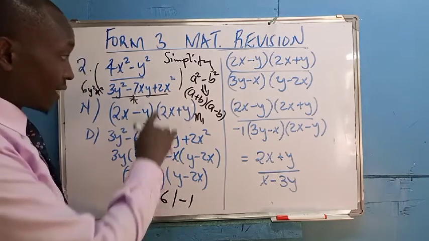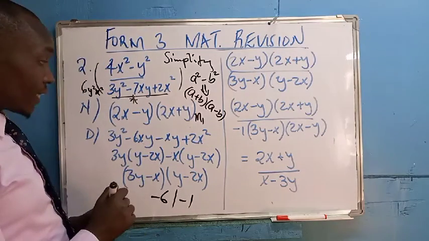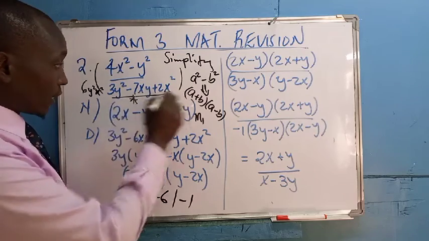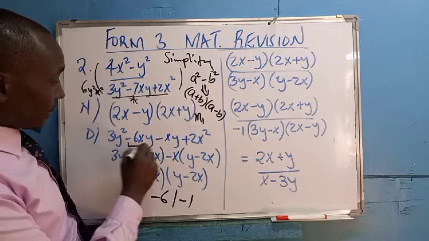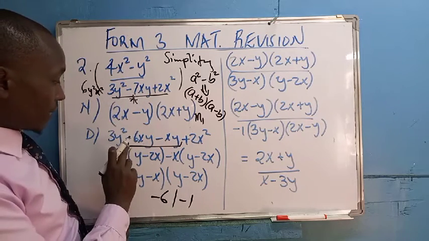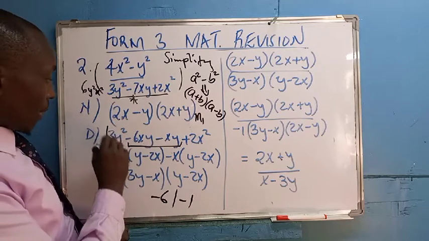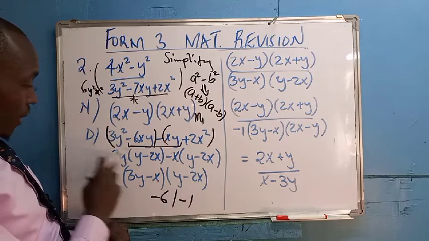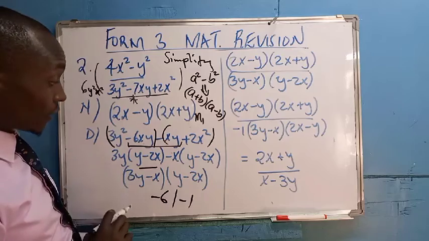I multiply them, I get positive 6. I add them, I get negative 7. And that is what I use to express the lower expression here. By doing that, the second term, I expand it like this. Instead of writing negative 7, I write negative 6, negative 1. Then I group them, I group this and this one. Then I do factorization. Whatever is common, 3y outside. Then what remains, y minus 2x.